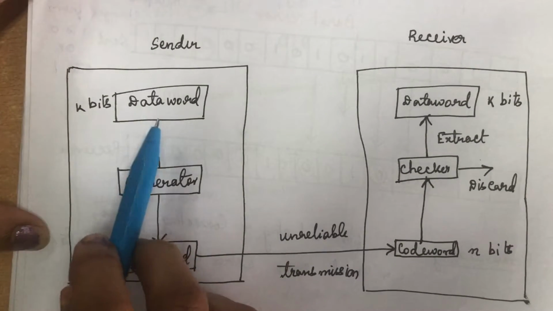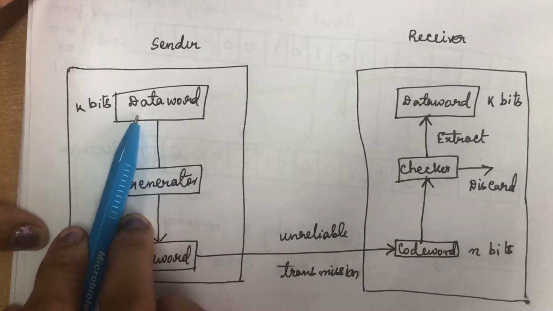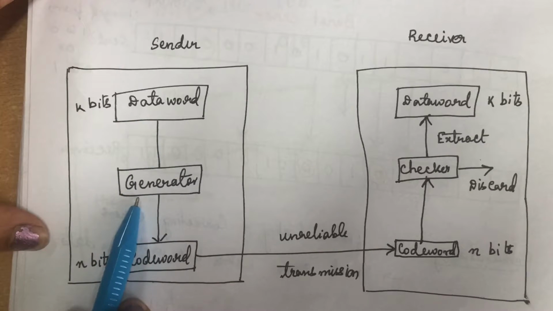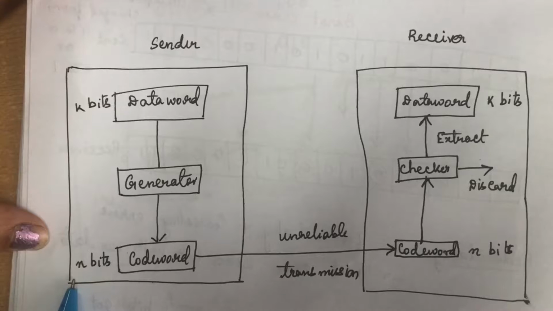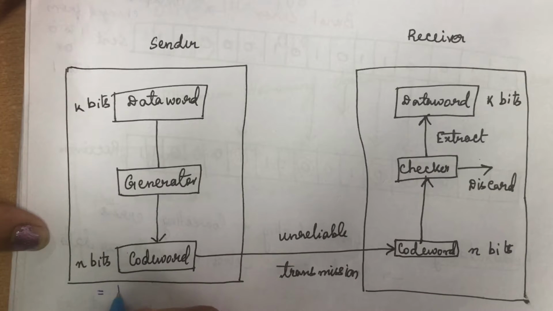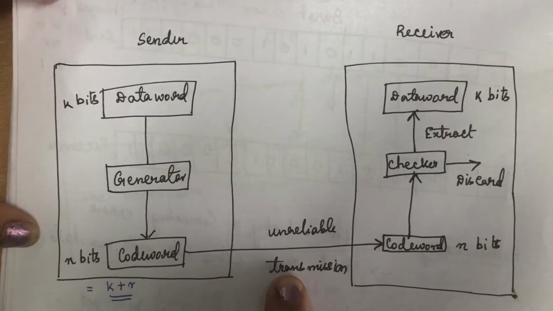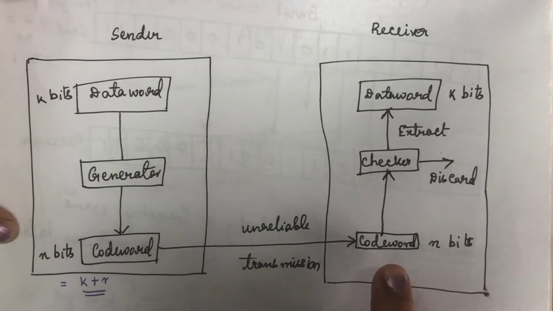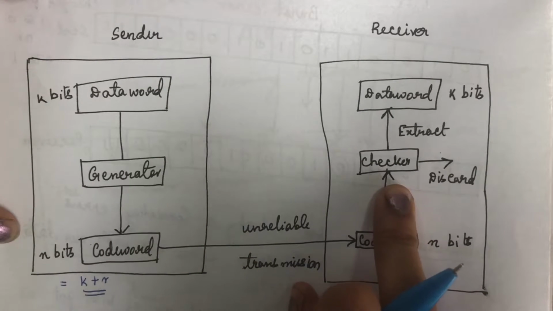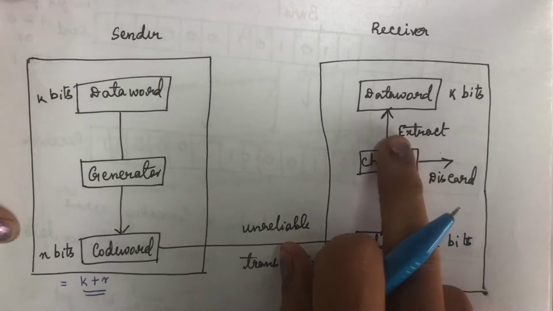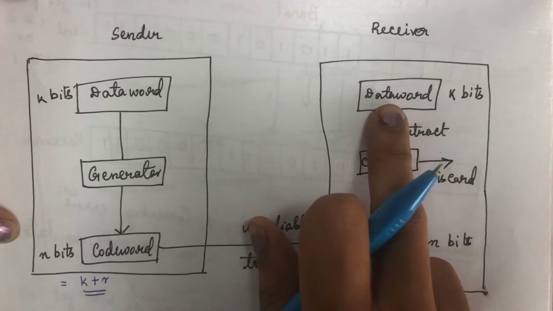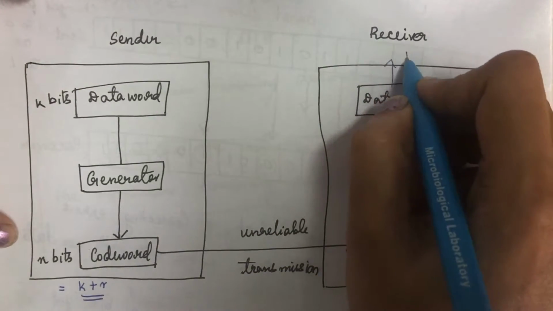If you see in this diagram, on the sender side we have data words of k bits, to which we use a generator to add the redundancy bits. Then each data word becomes a code word, which now has n bits, a combination of k bits plus redundancy bits. Now this code word is sent through the unreliable transmission, and on the receiver side the code word is received. The checker is used to check this code word, remove the redundancy bits, and extract the exact data word, which is sent to the network layer.